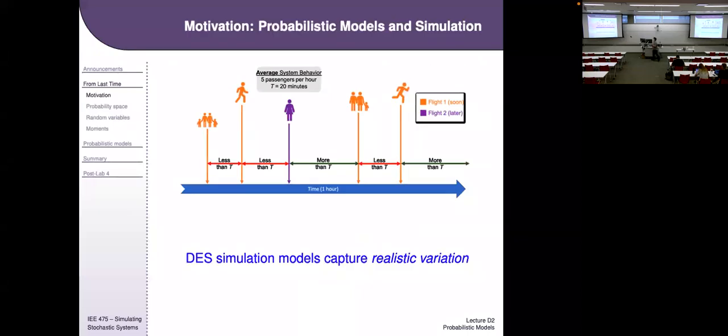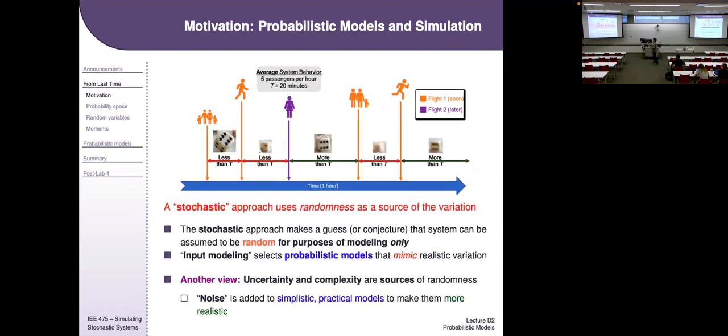All right, so we've been talking about DES models. We talked about probability last time. Why did we talk about probability? Because DES models capture realistic variation. So these sim models are supposed to be as random as the real world. And what do we mean by as random as the real world?